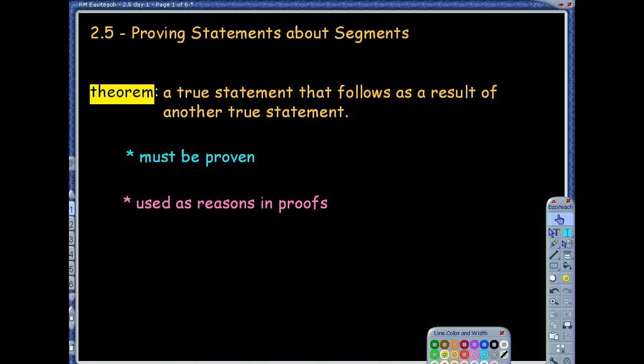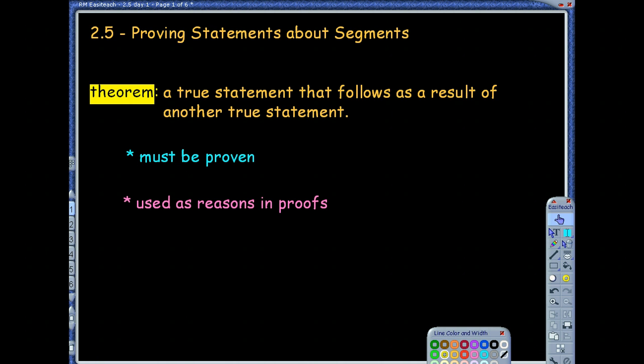Section 2.5 is we're going to continue doing the proof, and notice it's talking about proving statements about segments, which if you think about it, we've already done some proofs with segments. We're just going to throw in some slightly different ideas. A lot of what we're doing today is more examples of what we've been doing the last couple days. So again, not really throwing any new information at you, just trying to get you more and more comfortable with this idea of a geometric proof.